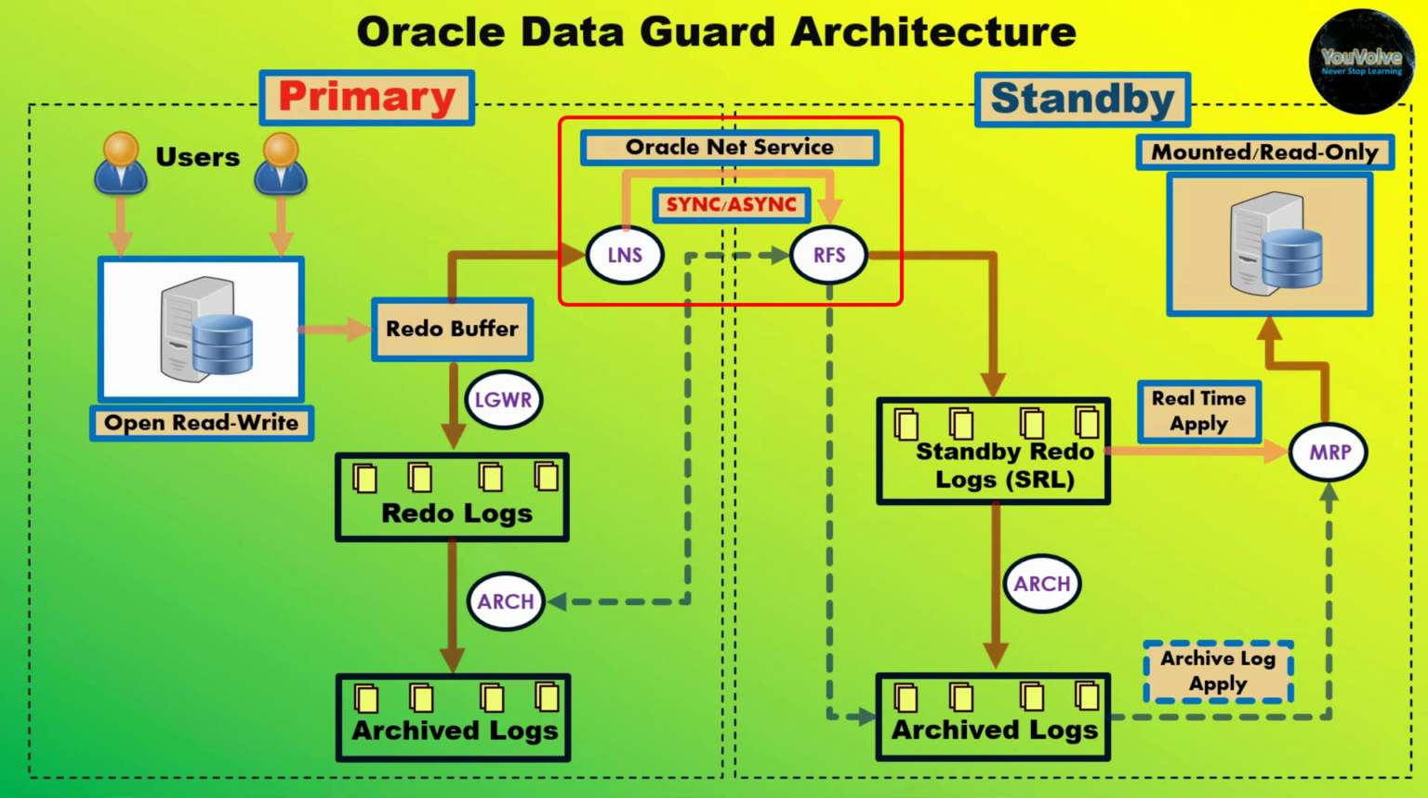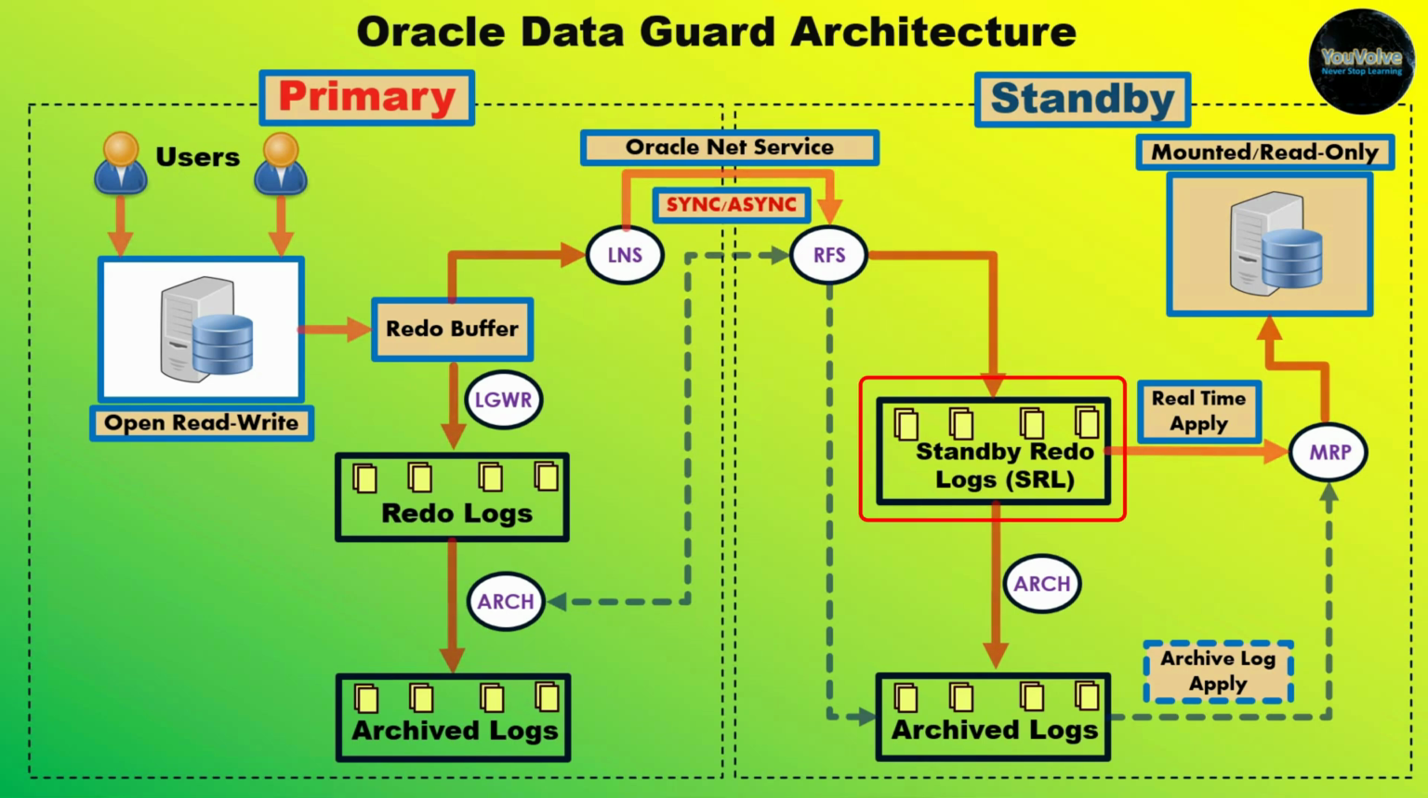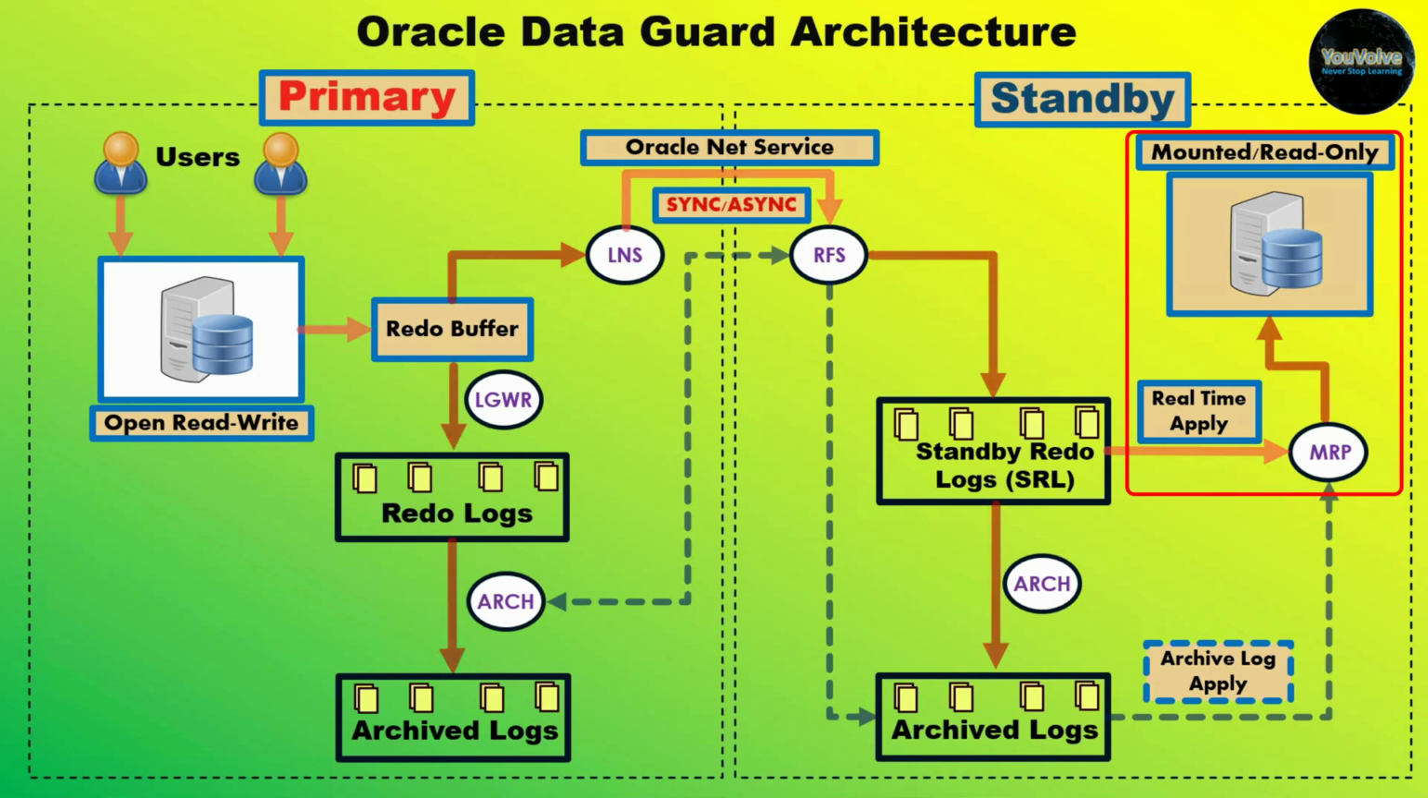Synchronous mode of transfer results in a higher level of data protection but consumes higher network bandwidth and may compromise the primary database's performance. Whereas the asynchronous mode of transfer results in better performance and consumes less network bandwidth, but provides a little lower level of data protection than the synchronous mode. But whatever may be the mode, once RFS receives the redo data, it will be written over to the standby redo logs or SRLs. The MRP or managed recovery process in the standby database then reads the SRLs and applies the redo data to the standby database, which is either in mount mode or open in read-only mode.